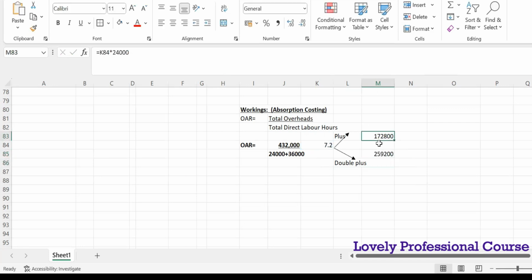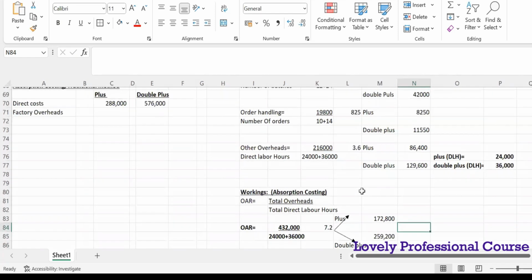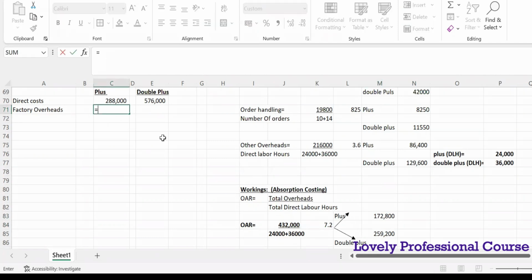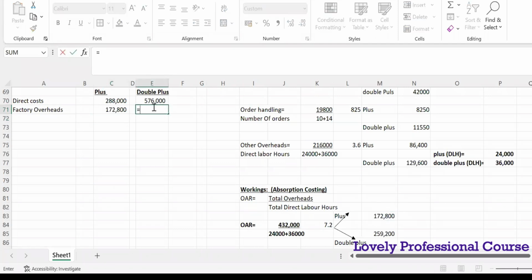These are my totals. This is my overhead to be allocated to 4 plus and double plus. Only like this. You don't need to go to each overhead. You put it in general. So you put it in general, where I say this is for 4 plus. Okay, I come here and say this is for 4 plus. And here, this is for double plus.